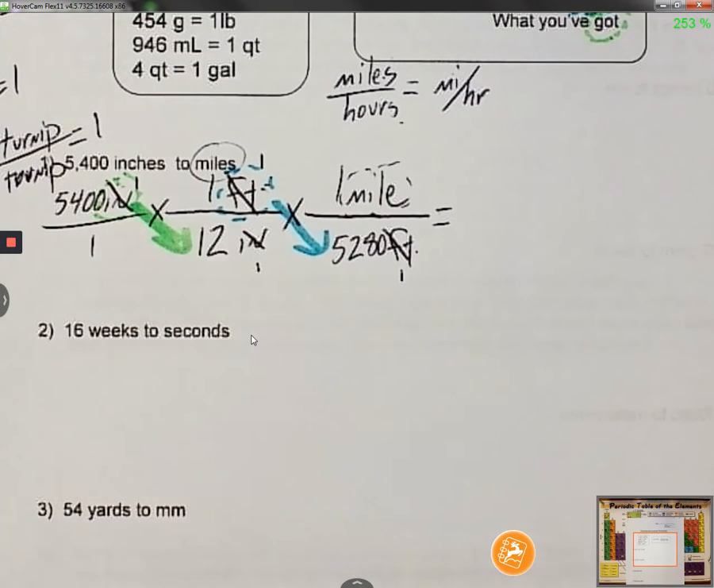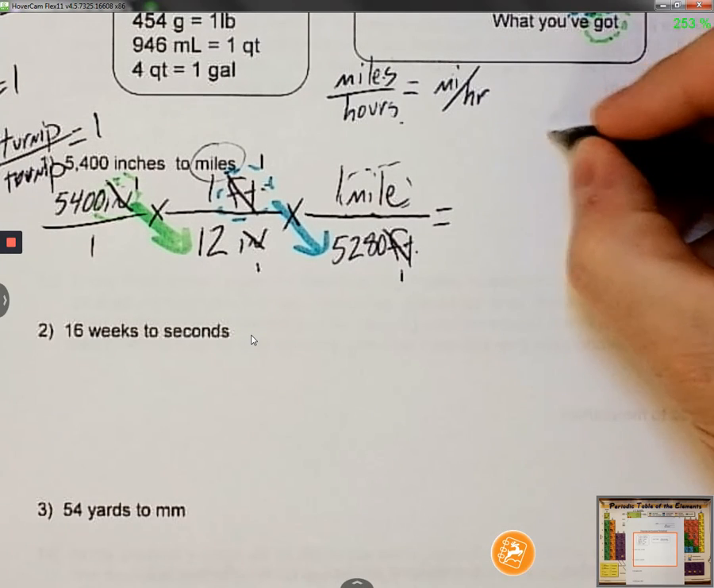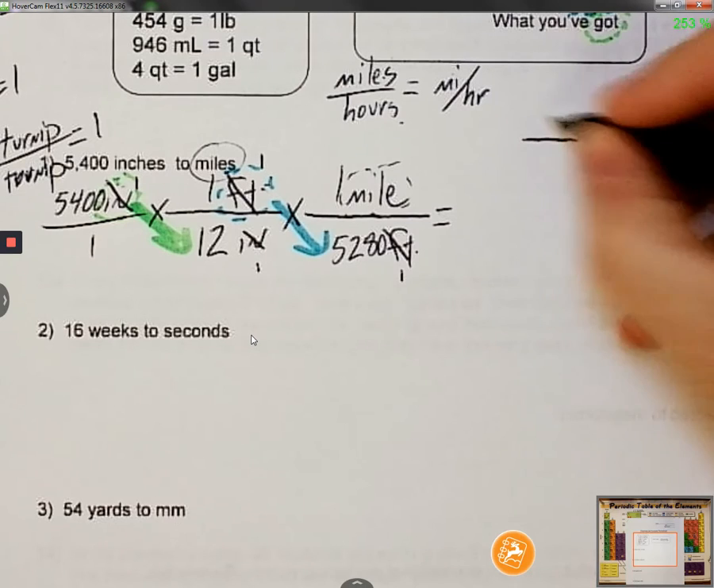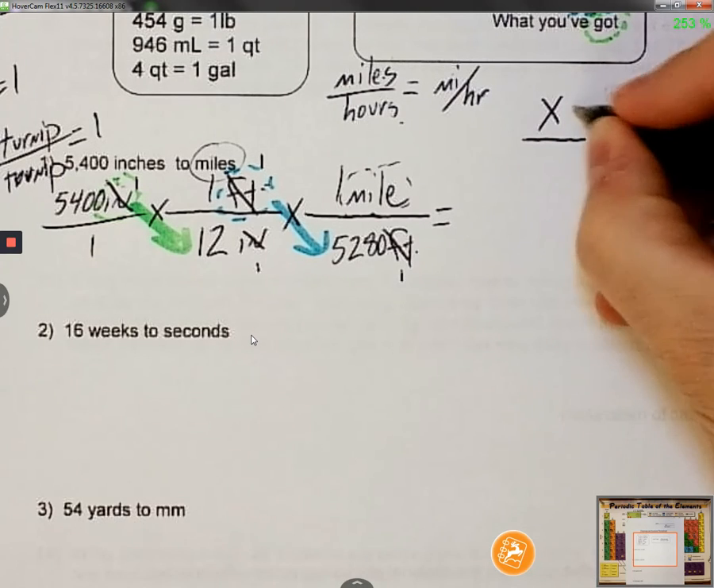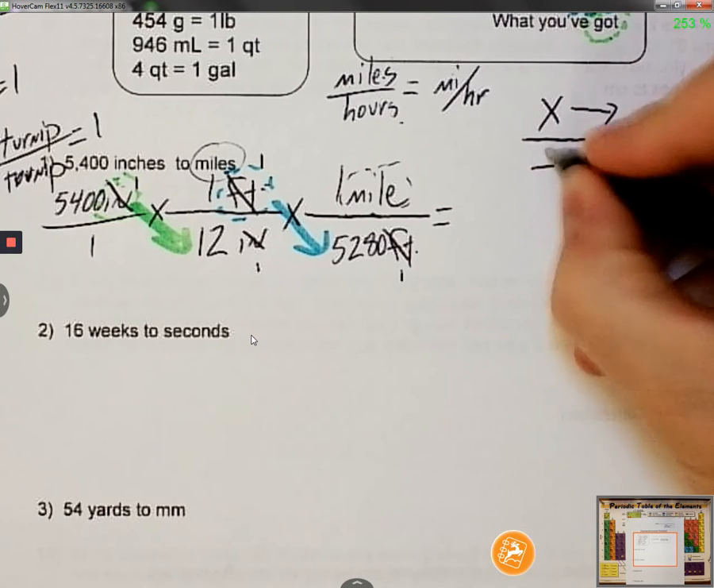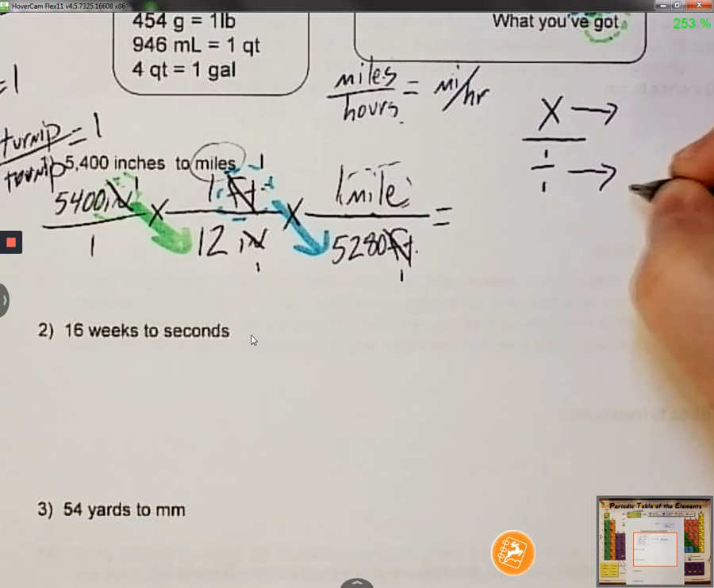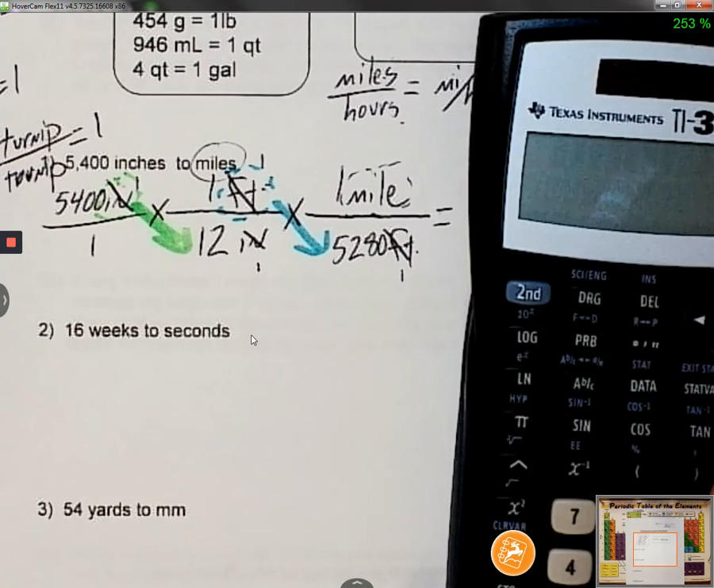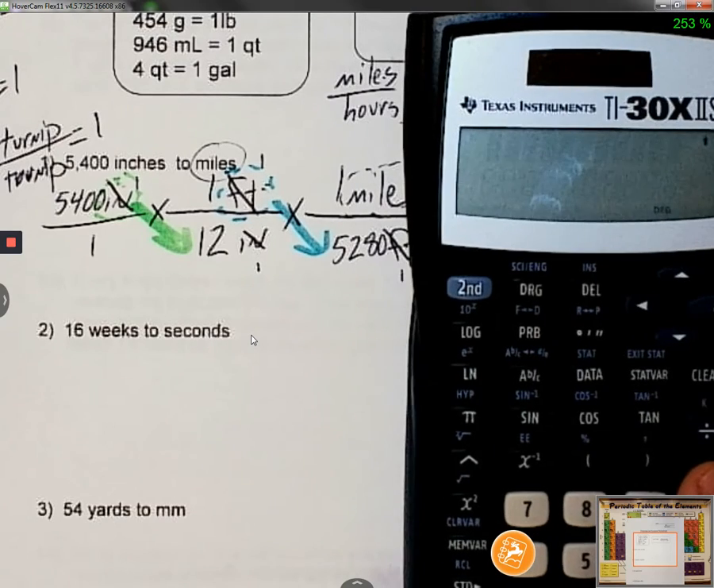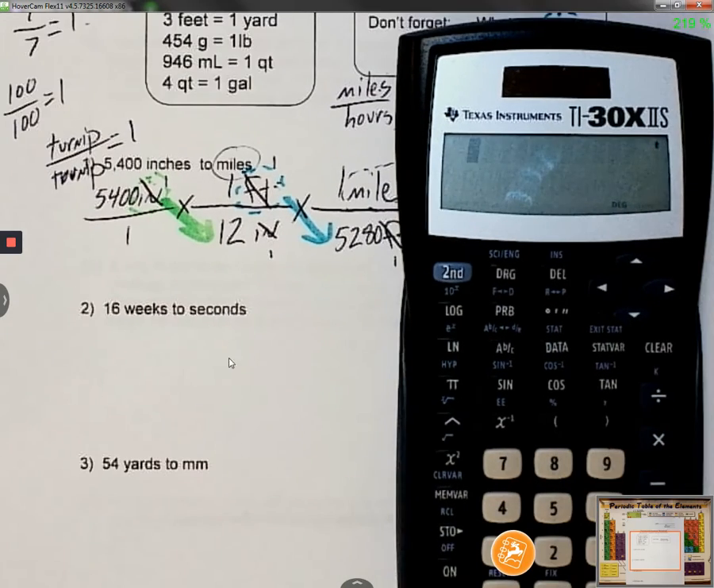What I'm going to do is live by this very simple rule. Anytime that I've got a line of fractions, I'm going to multiply everything that's on the top, and I'm going to divide by everything that's on the bottom. And I can plug it into my calculator just like that. Okay? So take a look here real quick. Let me get the calculator. Can you all see that all right? Kind of, sort of. Zoom out.